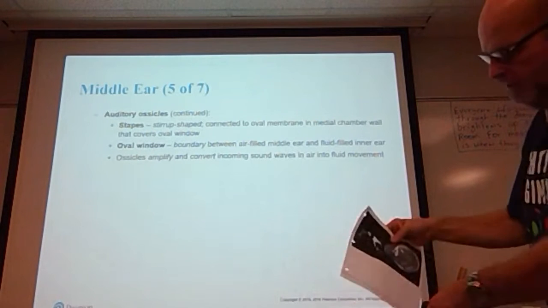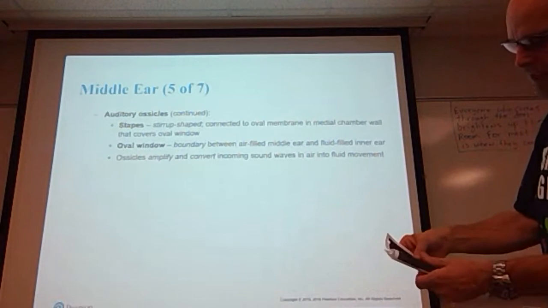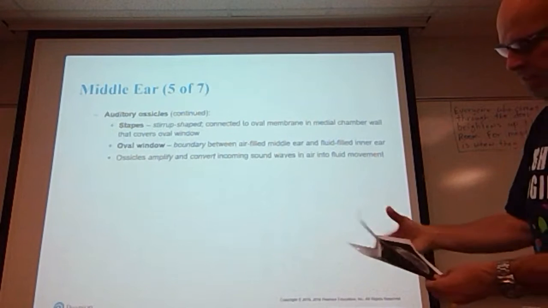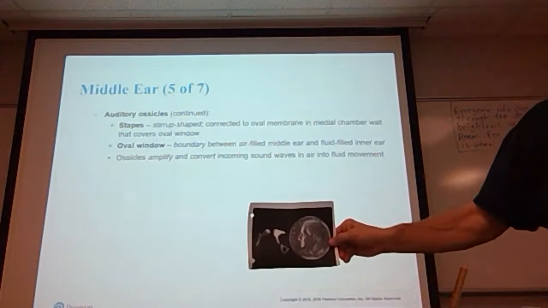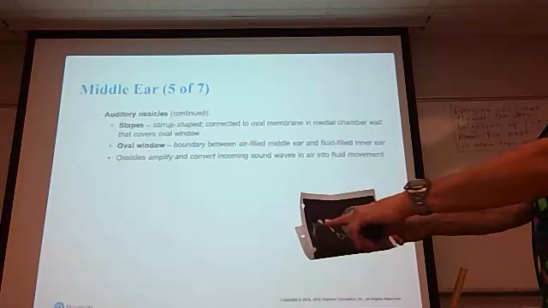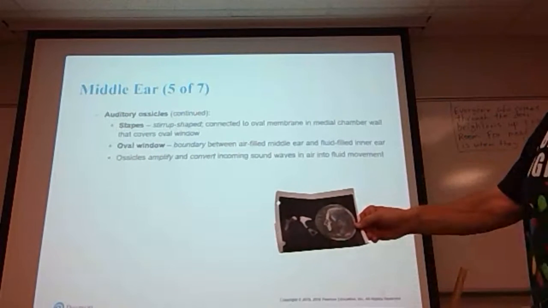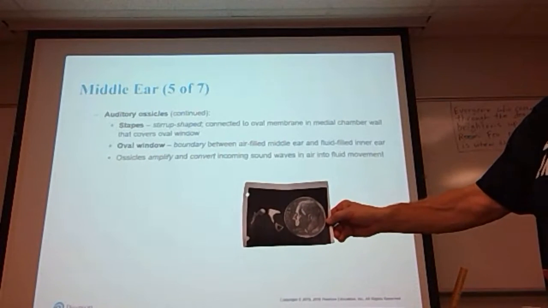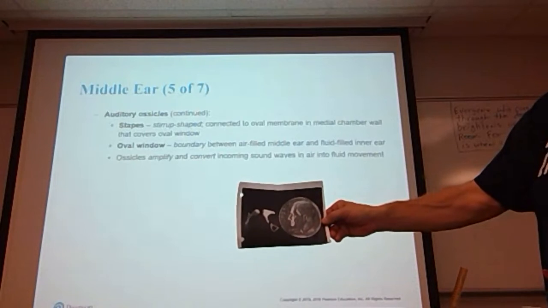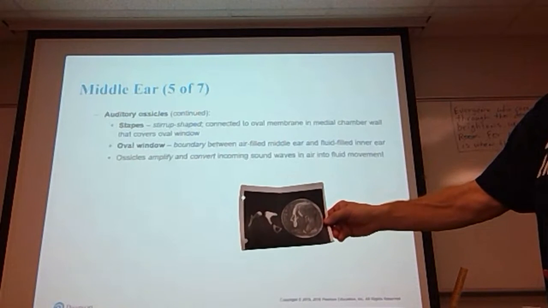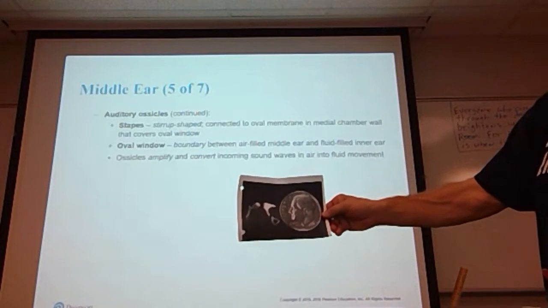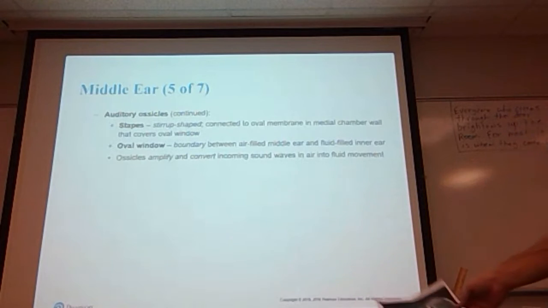Hang on, let me get it folded correctly so it'll stop bending. There are the three ear bones, the hammer, the anvil, and the stirrup, lying next to a dime. So all three of those bones will fit very nicely on the surface of a dime. So these are very, very small bones.